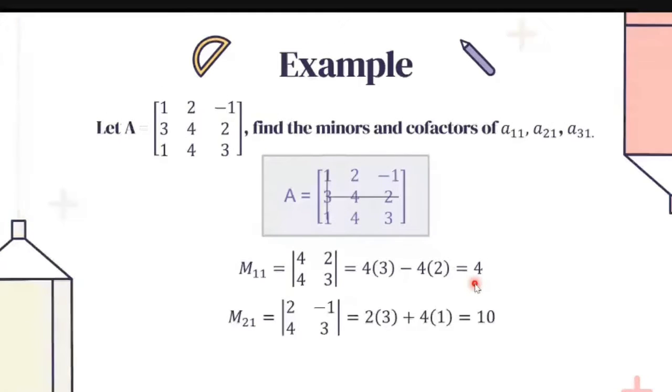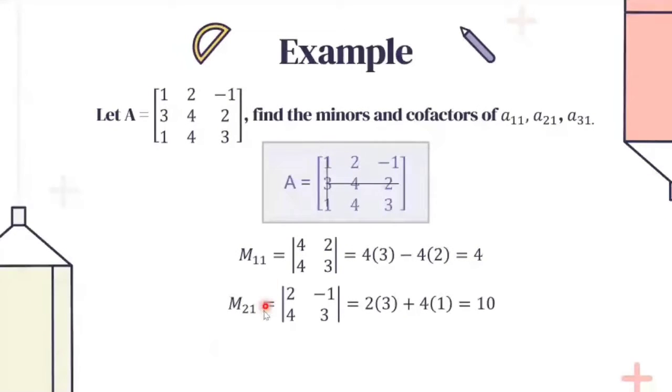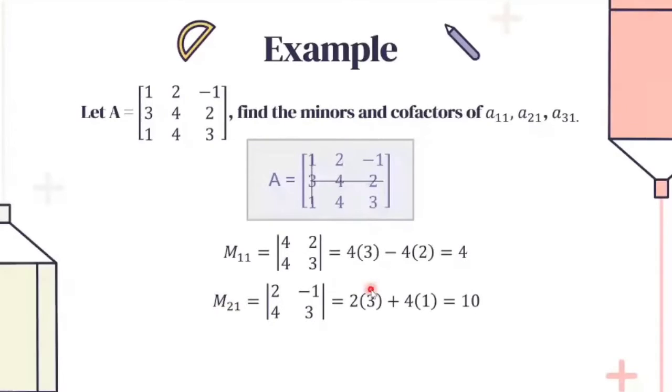Next, we're going to find M21, which is minus A21, by deleting the second row and first column. And take this determinant, which is 2, negative 1, 4, and 3. And cross multiply it, 2 times 3 minus 4 times negative 1. Negative with negative, the symbol changes to positive. So don't forget. The answer is 10.